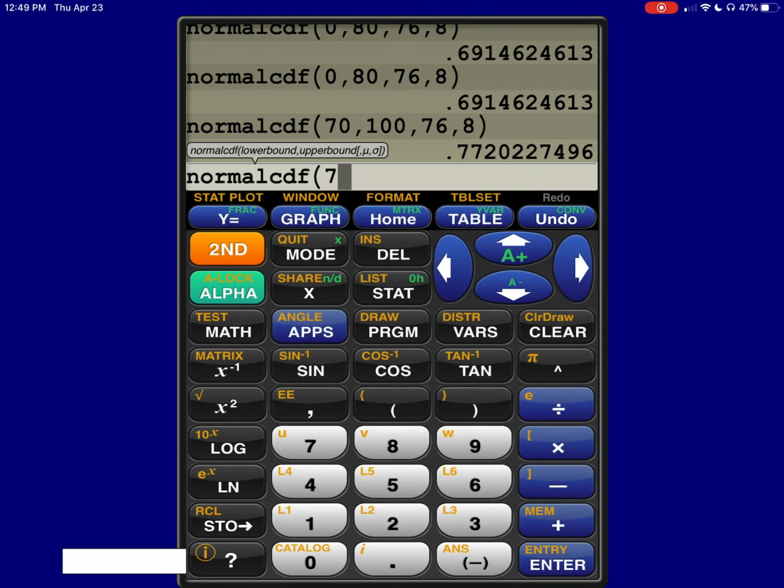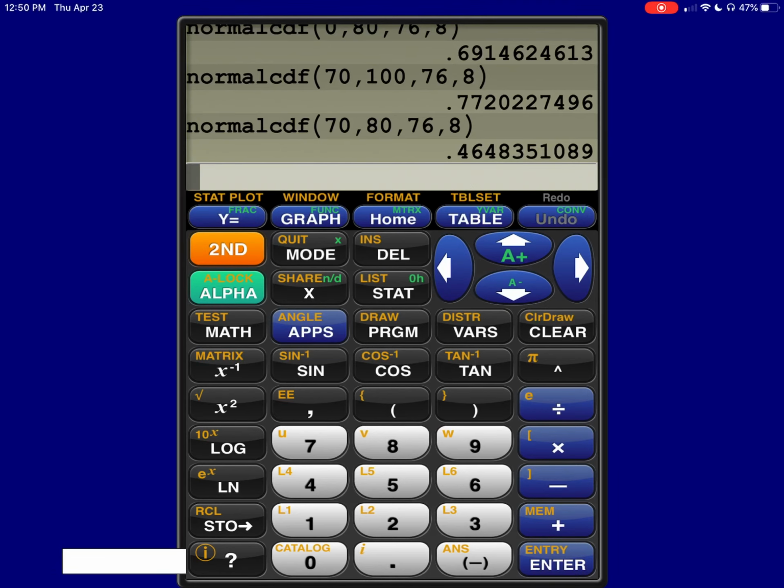So we're going from 70. This is a lot easier than the way we did it when I was in school. We had to use tables and such. It's a lot easier. Again, you can get this calculator for free. I can give you the link. So it's 0.4648.